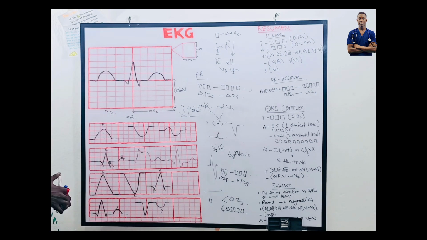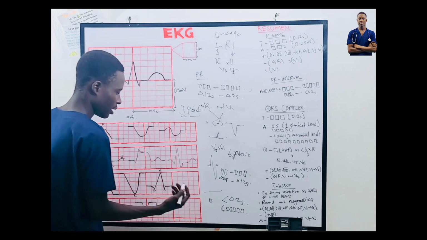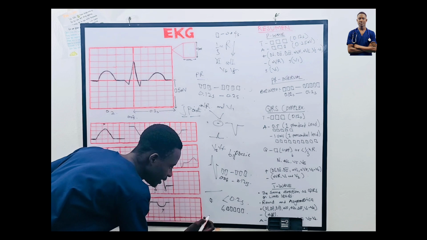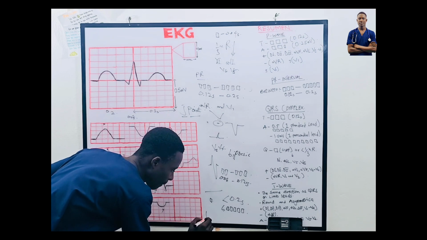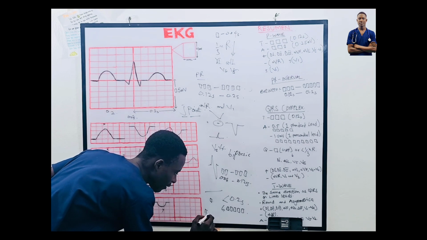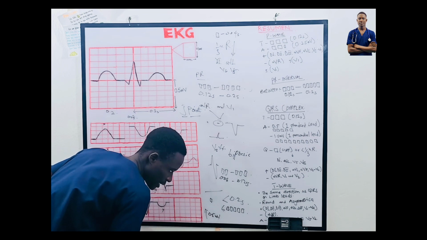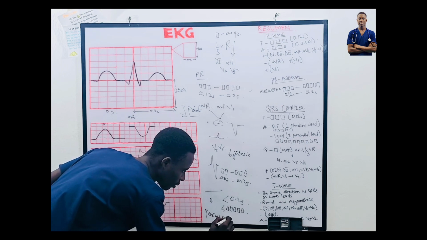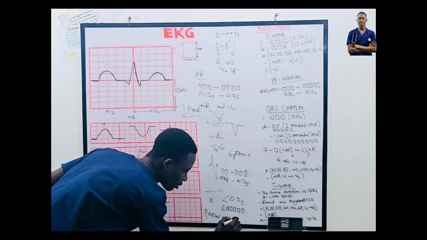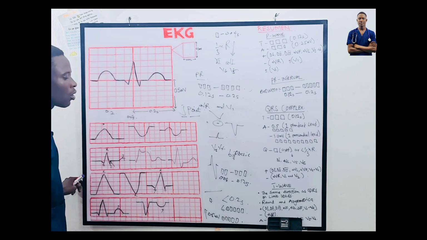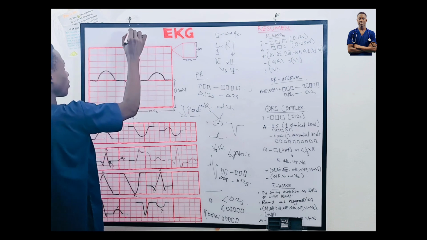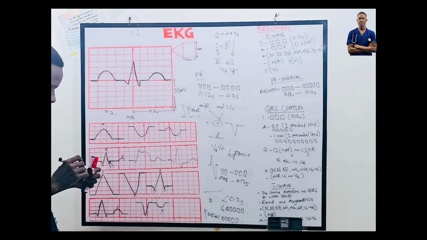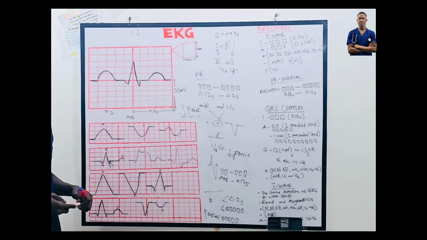And then it shouldn't what? Exceed, in some leads, the amplitude shouldn't exceed 0.5 millivolts. Do you understand? Or 5 boxes, or one big box. One big box. So, are you clear with it?